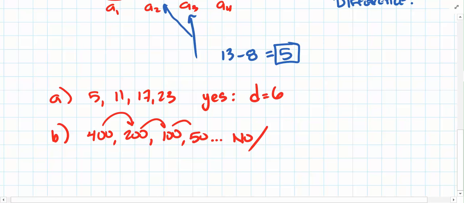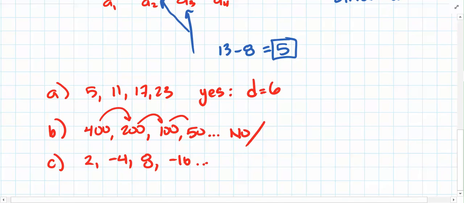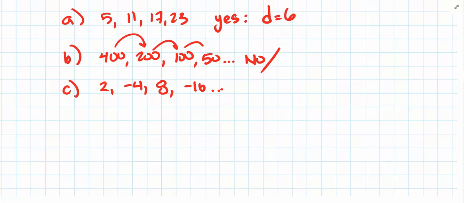Let me give you another one. Let me give you 2, negative 4, 8, negative 16, dot, dot, dot. No? Why not? Well, in this particular case, the signs are alternating. So the difference there is going to be messed up for us. So in this case, no. Okay, let me give you another example.